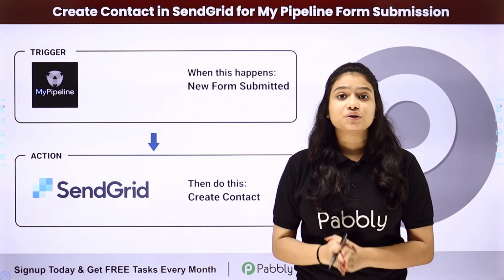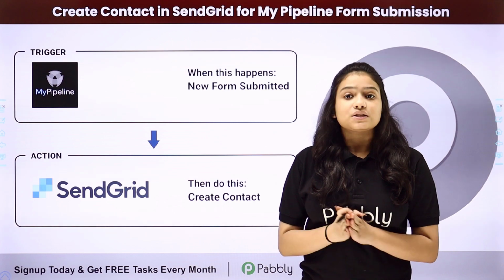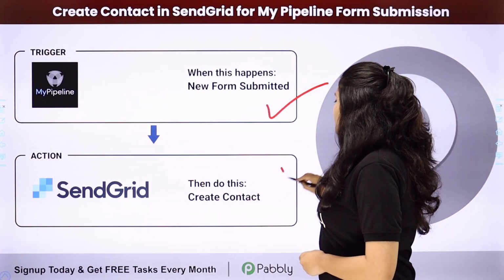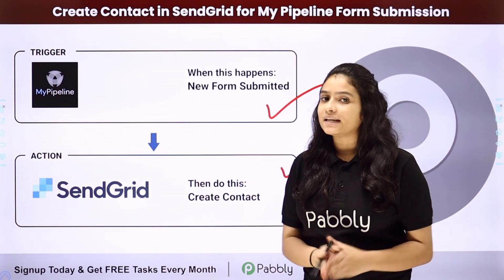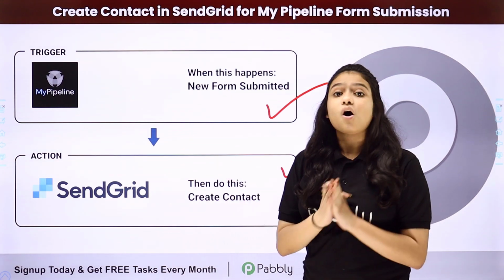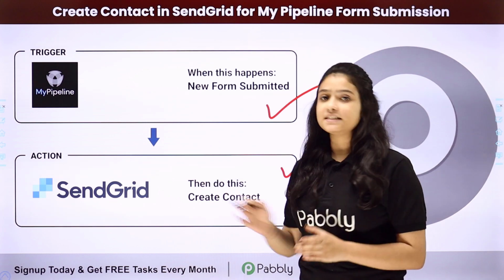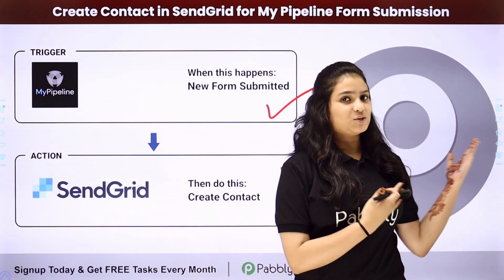And for that, we are going to use an integration software, Pabbly Connect, to connect both of them. So how are we going to do that? For that, we have MyPipeline in our trigger and we have SendGrid in our action. So we will be connecting both of them by using Pabbly Connect in such a way that whenever a new form is submitted in MyPipeline, automatically by using that form response, a new contact will be created in SendGrid. And in order to learn this entire process step by step, let me take you all to my screen.